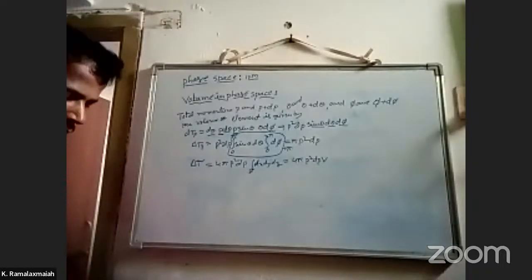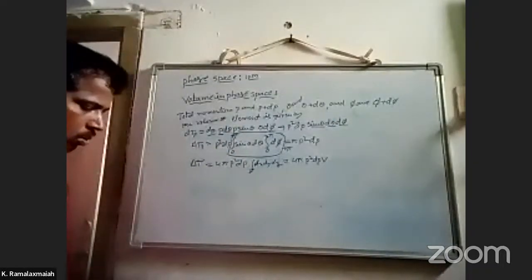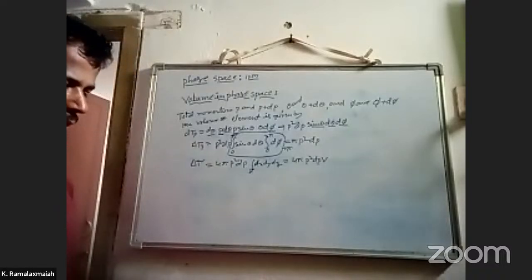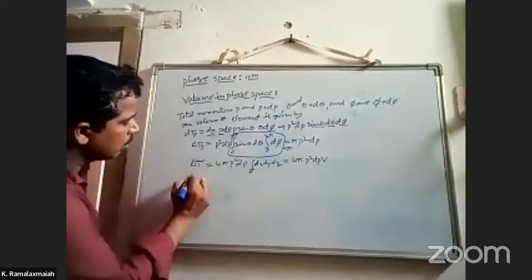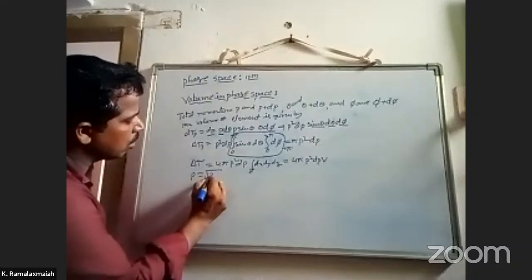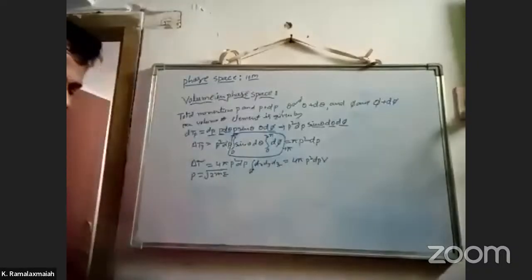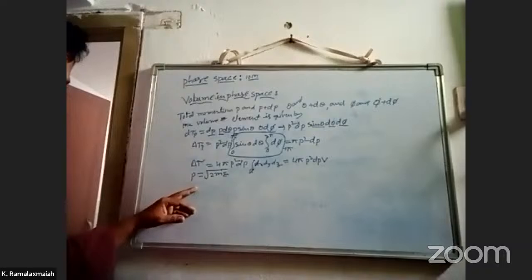dp into v is the element of phase space. The element of phase space can be obtained from the kinetic energy. P is equal to under root of 2mE. Okay, that is the kinetic energy. P is equal to under root of 2mE.